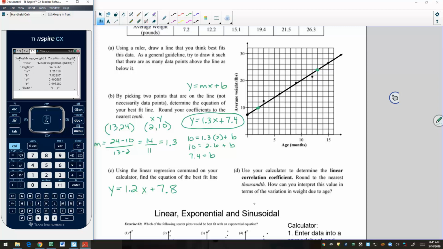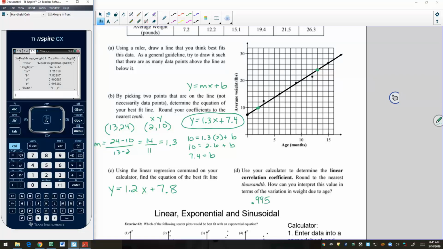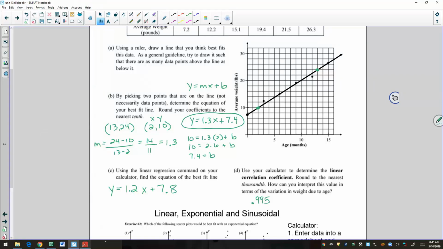So my correlation coefficient, it said nearest thousandths, so that was 0.995. I don't think the number after 5 would push it up. Nope, it's a 2. So 0.995. How can you interpret this? It means there is a strong correlation, a very strong one, because it is so close to 1. A very strong correlation between age and weight. So that is it for that example.